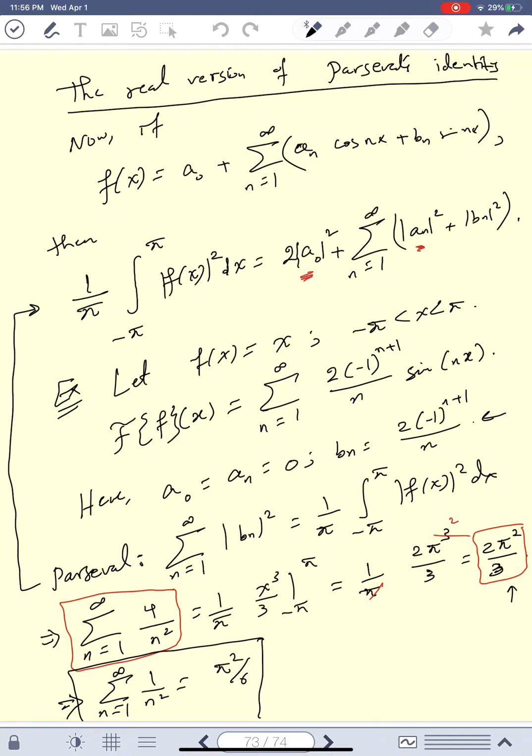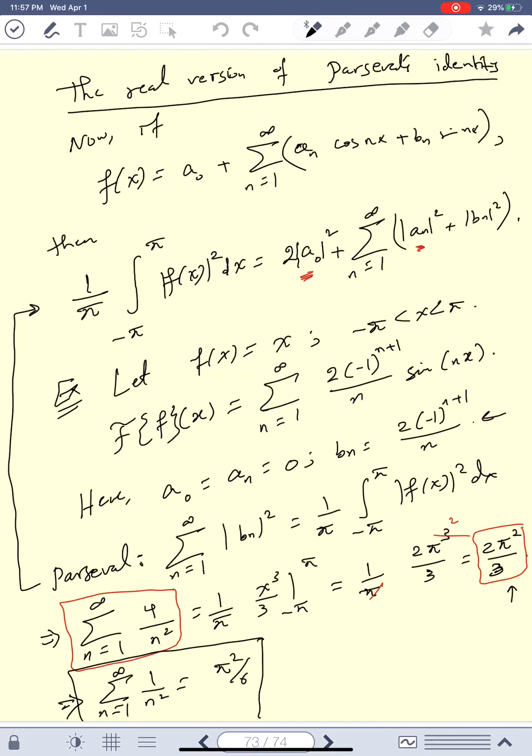Again and again, the real Fourier series and the complex Fourier series, they are the same, but they are written in different ways. The complex Parseval's identity and the real Parseval's identity, they are the same, written in 2 different ways. If you simplify one form of the Parseval's identity, you will get the other form.